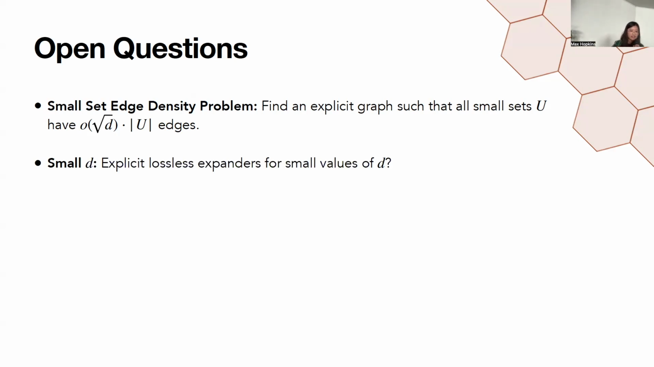Another question is, I think the practitioners, for let's say coding theory or other subjects, really want explicit lossless expanders with really small degree D, whereas ours is going to scale pretty quickly just because Cayley graphs already are pretty large. So this is really the more practical regime. Can you do it for, say, degree 10 or something?